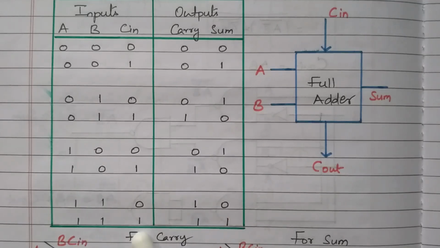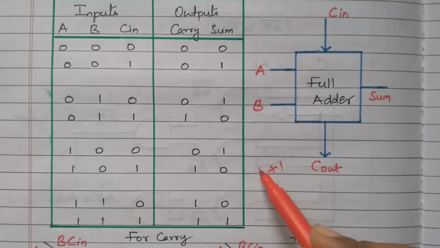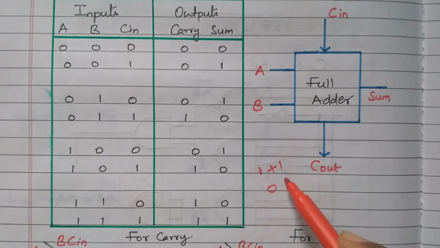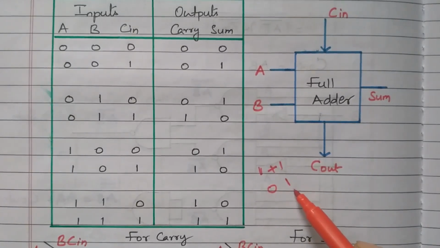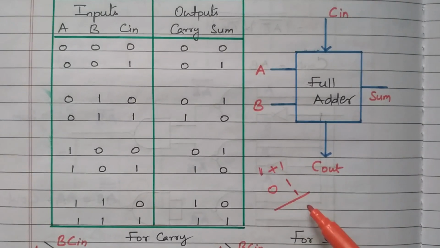Suppose all 3 are 1. The first 1 plus 1 means the sum is 0, carry will be 1. Then that is added again with the one more digit, 1, so 1 plus 1 gives sum also 1, carry also 1.